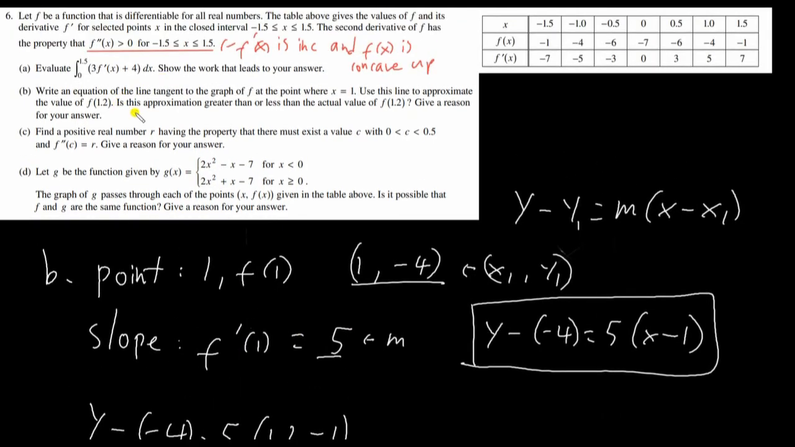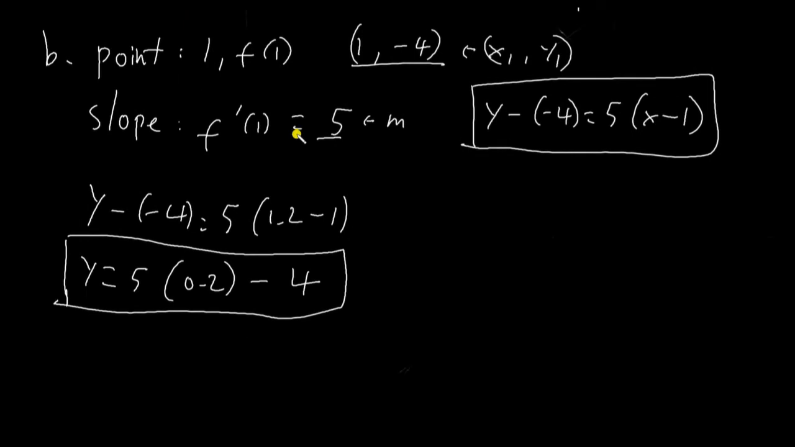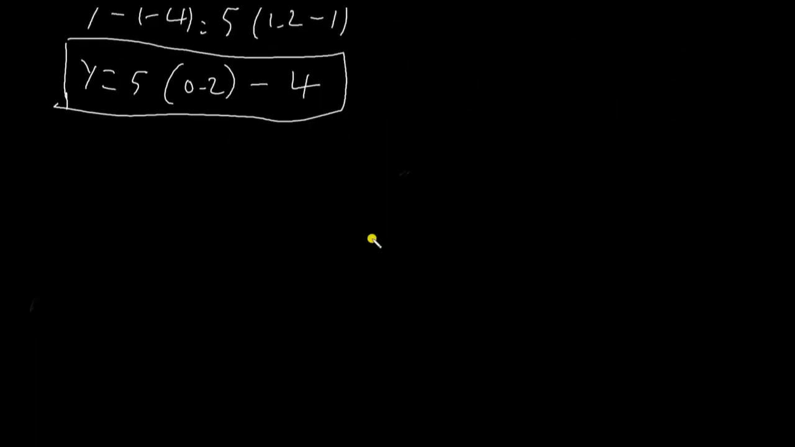Okay, so now we need to figure out, is this approximation greater than or less than the actual value of f of 1.2? Alright, so when we think about overestimation and underestimation, the first thing that should come to your mind is concavity. If a function is concave up, like this, and we use a tangent line to approximate it, notice that the approximation is always going to be an underestimate. If we're approximating this value, it's an underestimate.